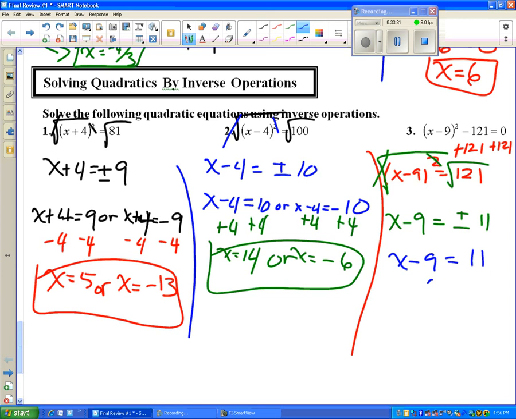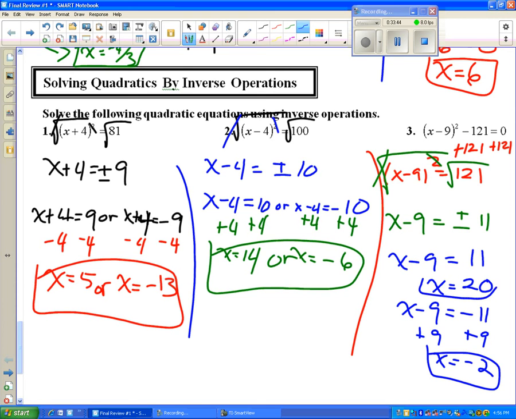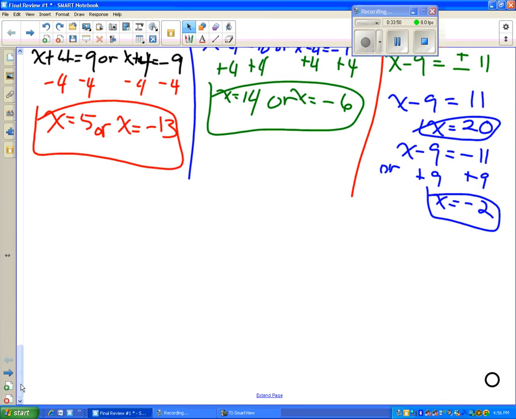Add 9. X is equal to 20. X minus 9 is equal to negative 11. Add 9 to both sides. X is equal to negative 2. Two answers. Word or in the middle. That's the first page. Let's go to the second page.